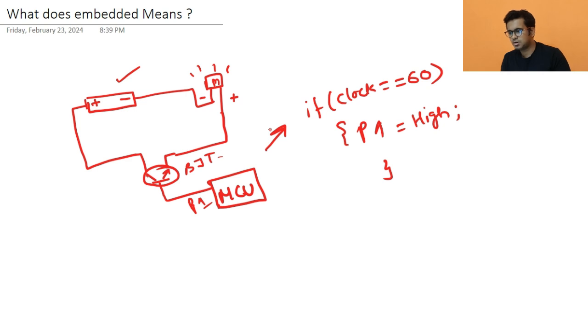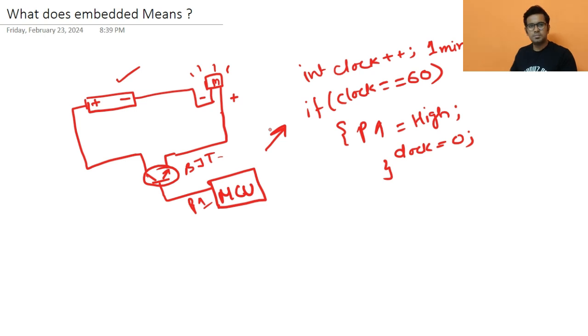Okay, and this clock is maybe an integer which will increase. This clock can be an integer which will plus plus after every 1 minute, and when it enters here we can just say clock equals 0, also resetting it. Simple logic, but it will work every time. Why? This MCU will be counting this 60 and working.